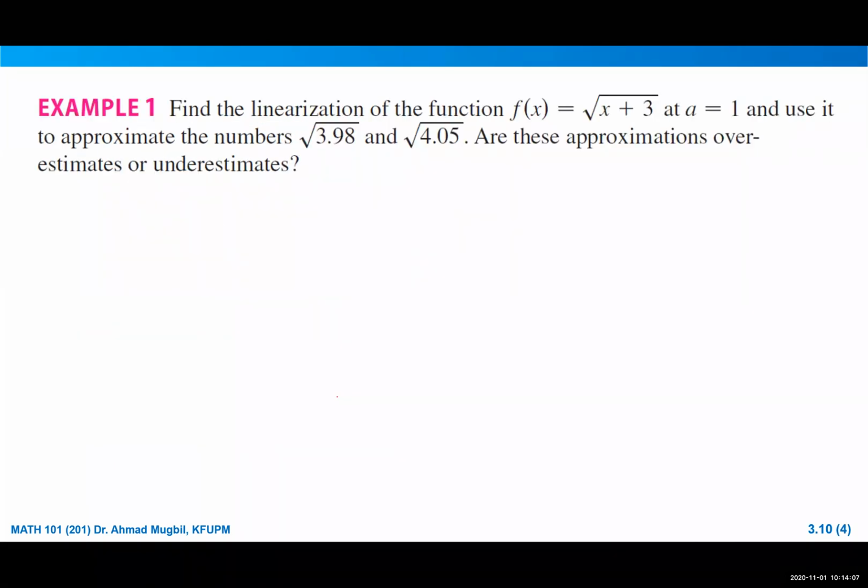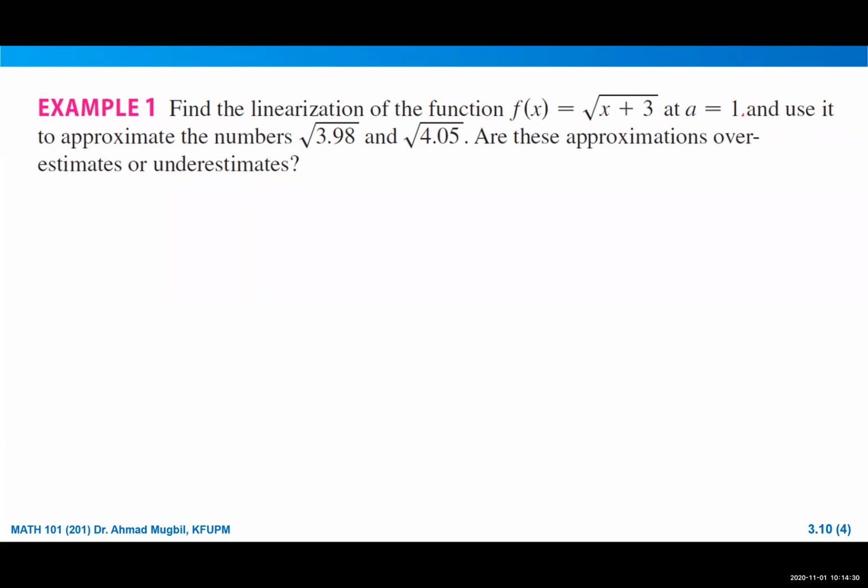Let's have an example. Find the linearization of this function. This function is not linear. What is its linearization? What is the linear function corresponding to this function? It could be different from one number to another. So what is it at A, at x equals 1? Let's start with this and we will continue.